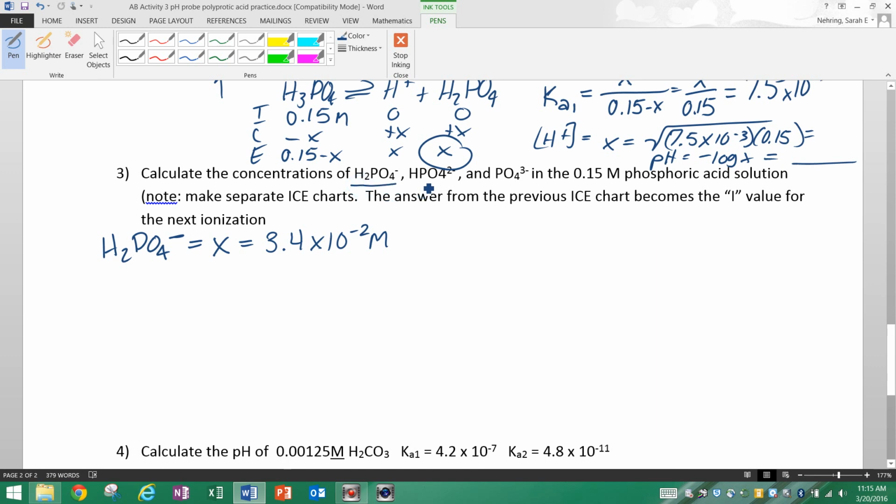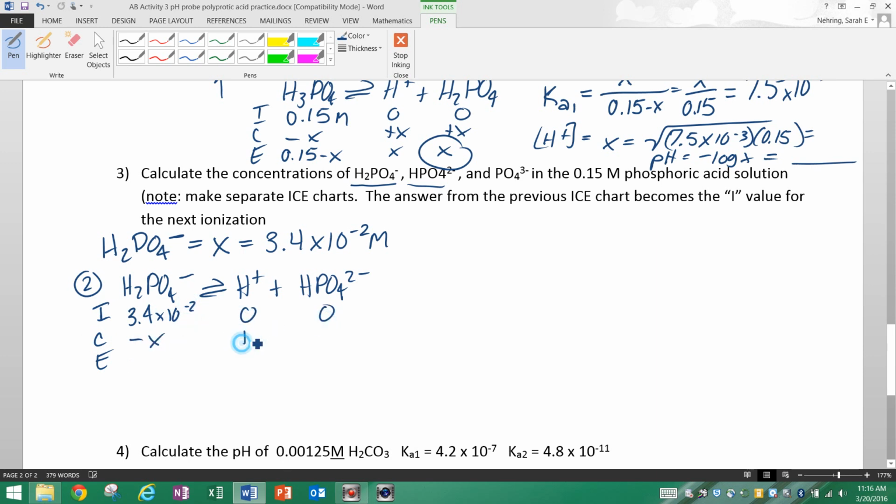So I found this, H2PO4 minus. Let's figure out the concentration of HPO4 2 minus. So where does that get made? That gets made in the second ionization. So H2PO4 minus is going to lose another hydrogen to make HPO4 2 minus. And then we would set up a nice chart. And then this is 3.4 times 10 to the negative 2. And then these start out at 0.